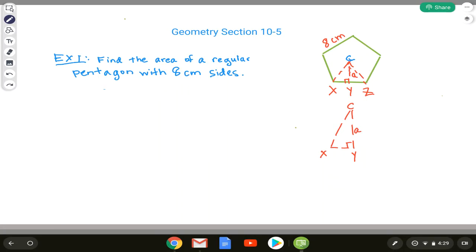Today we're looking at Geometry Section 10.5. We'll be finding the area of regular polygons using trigonometry. Our first example is asking us to find the area of a regular pentagon with 8 centimeter sides.